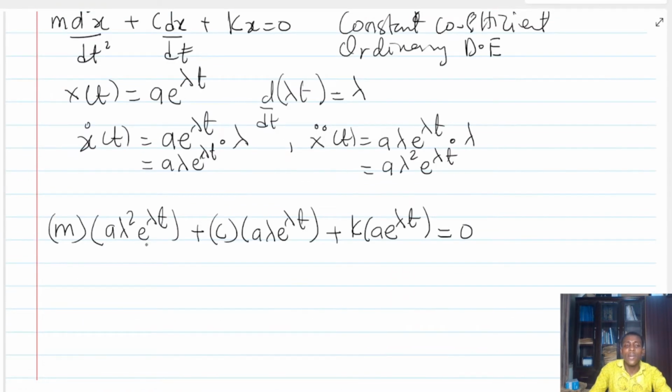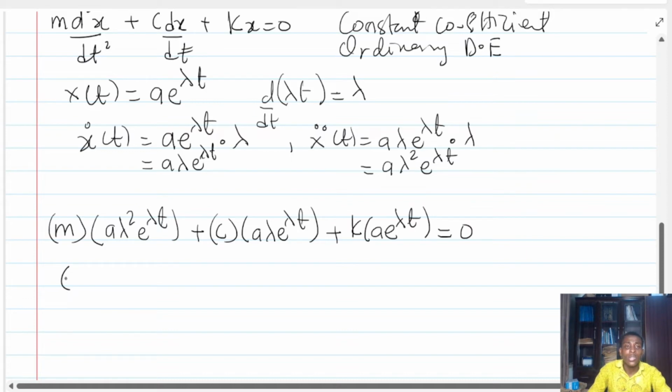So some terms are common. Let's bring them out. Which terms are common? Yes, you are right. It is a, and then e lambda t will come out. Then I have m lambda squared plus c lambda plus k equals 0.